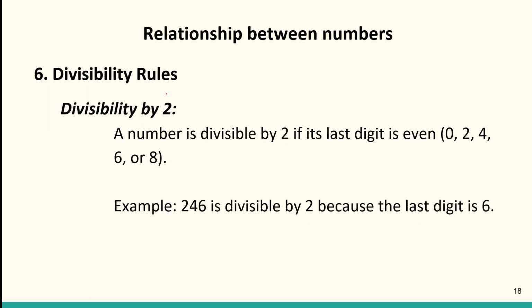Okay, so let's see the divisibility rules. How can we know whether a number is divisible by 2 or not? A number is divisible by 2 if its last digit is even. So if you have a number, let's say xyz, with digits in the hundreds place, the tens place, and the unit place, then if the last digit is divisible by 2, or even, we can say the number is divisible by 2.